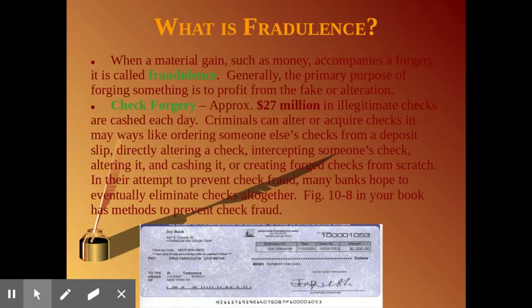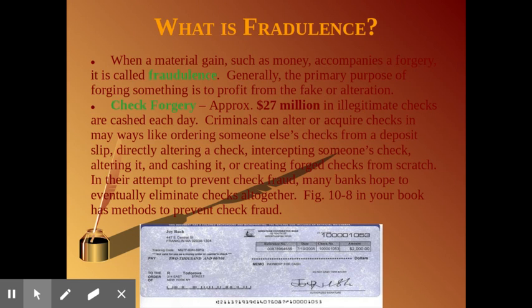All right, no, we're not done. What is fraudulence? When a material gain, such as money, accompanies a forgery, that's called fraudulence. Okay, so generally the primary purpose for forging something is to profit, right?